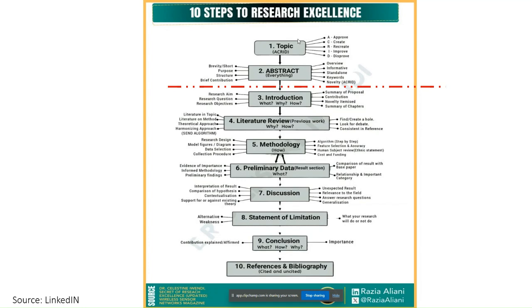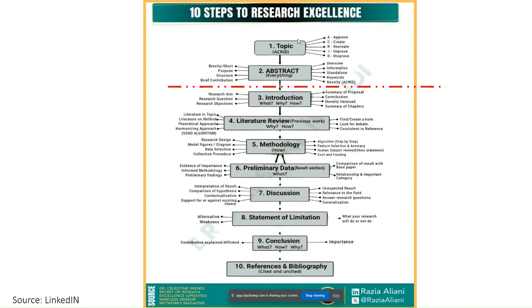Then limitation, that is what your research is not covering, what are the parameters based on which you have conducted this research, and this research output is applicable only with those parameters. It might vary with other parameters. Then conclusion is you are explaining your contribution, your importance, what is your work and how have you implemented it, and why you justify your results.